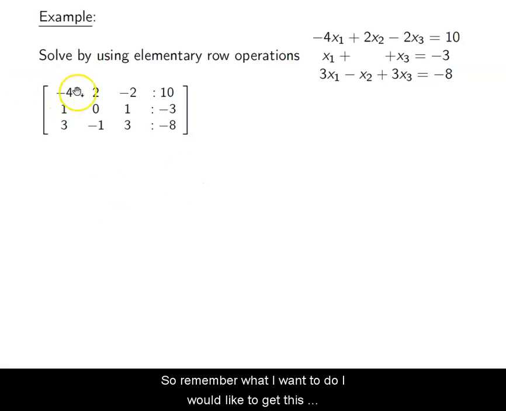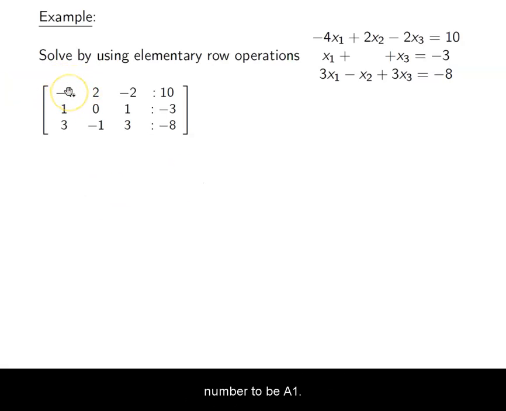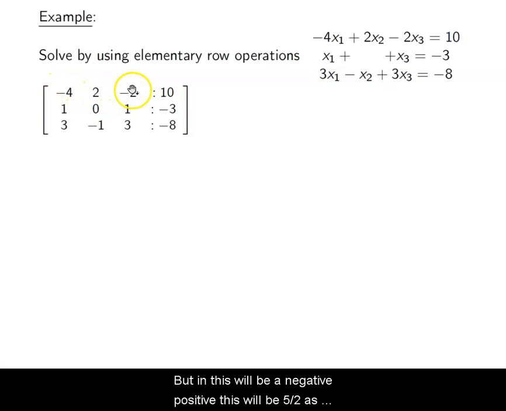So remember what I want to do? I would like to get this number to be a 1. So if I divide this whole row by -4, this will be a 1, but then this will be a -1/2, this will be a +1/2, and this will be 5/2. There's fractions everywhere, because remember what ends up happening. I end up taking this row and adding it to other rows. So once there's fractions here, and then I start adding it to other rows to try to eliminate the values below it, I end up having fractions everywhere, and then it's a mess, and then it's not very fun at all. So an easier thing to do is let's swap rows.